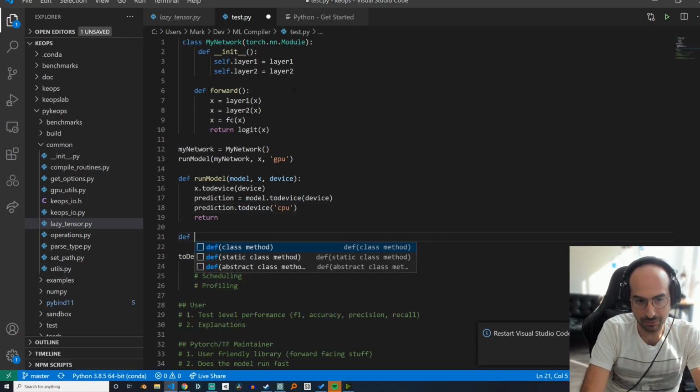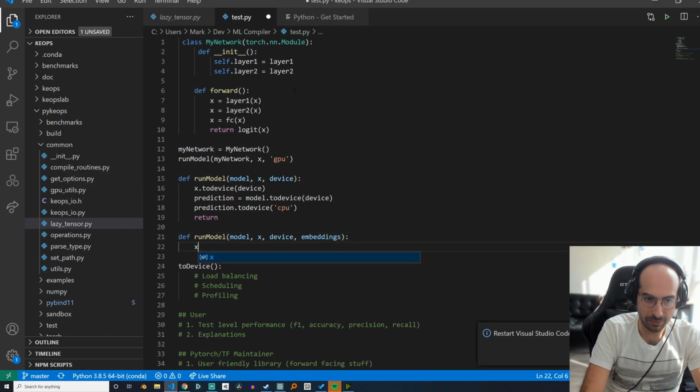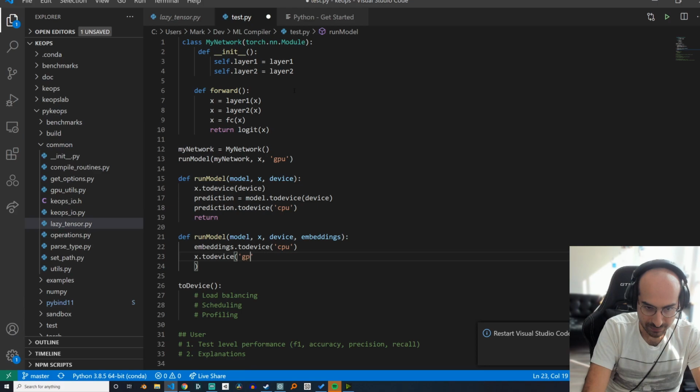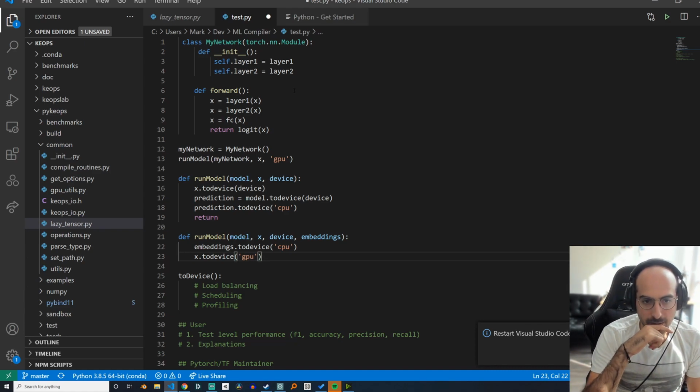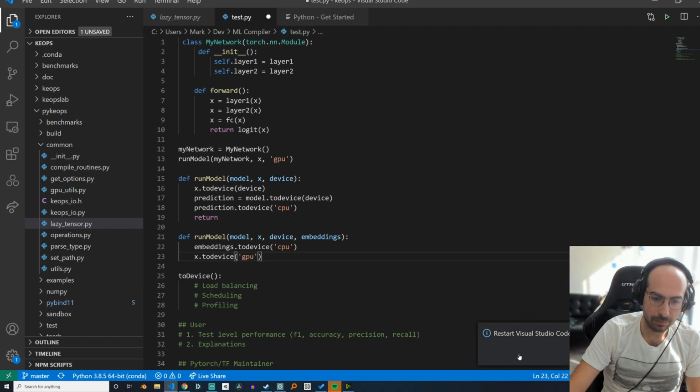Let's say, for example, define run model was actually something closer to this: model, X, device, and then embeddings. Embeddings are actually very large. So with embeddings, you would just say to device CPU, but then the X to device GPU. Based on the kind of data that you're sending, you would send it to a different device. This is important to think about, and not something we generally think about when we're programming these things.